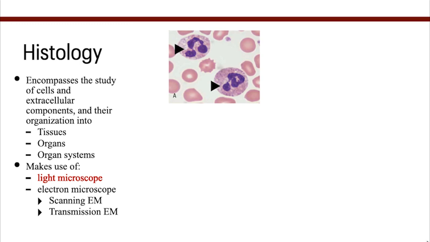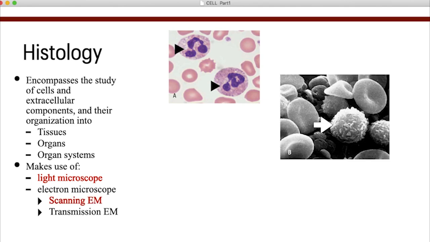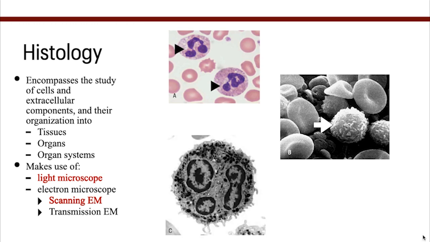Another instrument to study histology is the electron microscope, which is of two types. In the scanning electron microscope, the beam of electrons passes over the surface of the specimen. This is a scanning electron micrograph of a neutrophil. In the transmission electron microscope, the beam passes through the specimen, showing more details of the cellular structure. This is a transmission electron micrograph of a neutrophil.